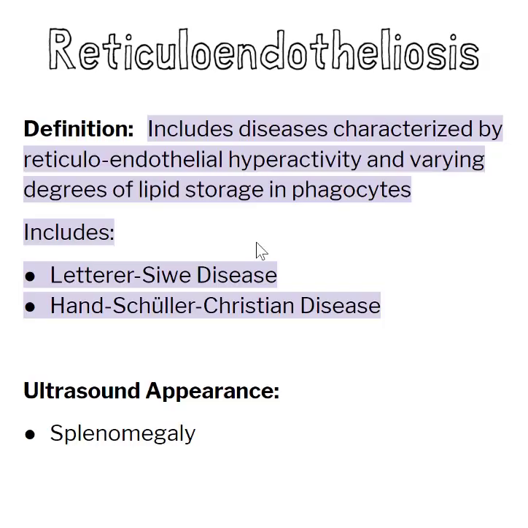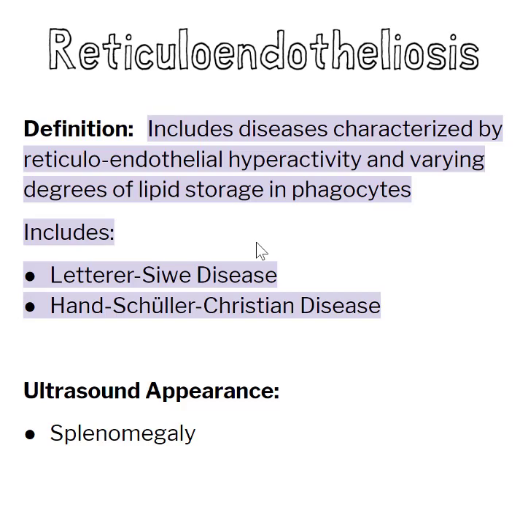Next up then, we have reticuloendotheliosis. The spleen is part of the reticuloendothelial system, which is basically our disease-fighting system. And the reticuloendotheliosis then is going to be characterized by hyperactivity of the reticuloendothelial system and how some of the phagocytes that are part of the reticuloendothelial system store fats or lipids.